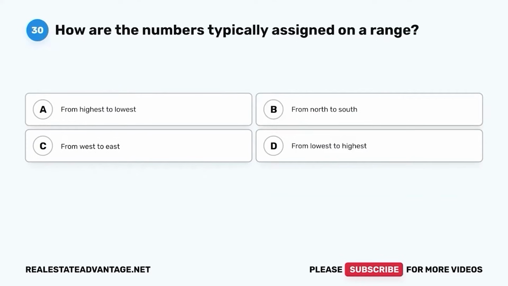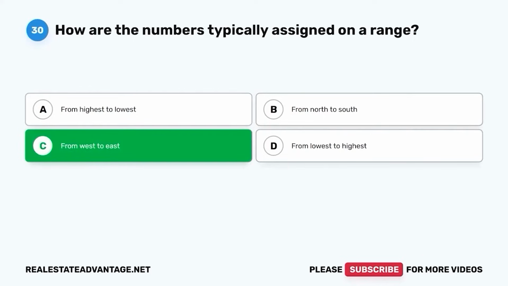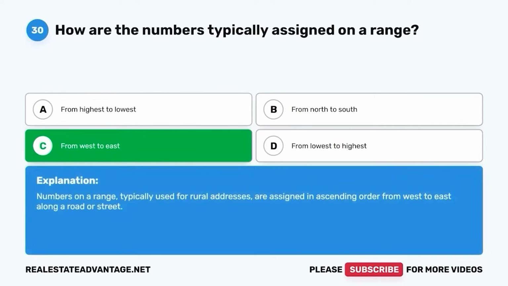Question 30. How are the numbers typically assigned on a range? A. From highest to lowest. B. From north to south. C. From west to east. D. From lowest to highest. The correct answer is C. From west to east. Numbers on a range, typically used for rural addresses, are assigned in ascending order from west to east along a road or street.